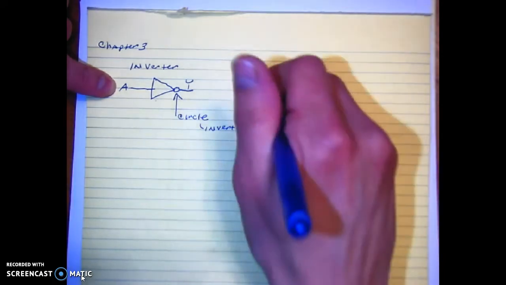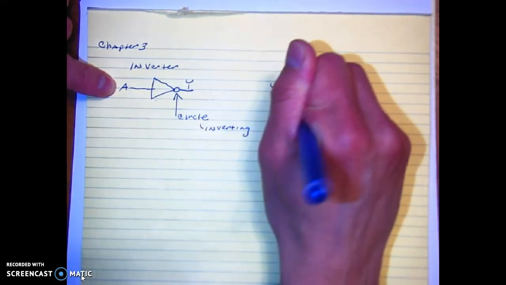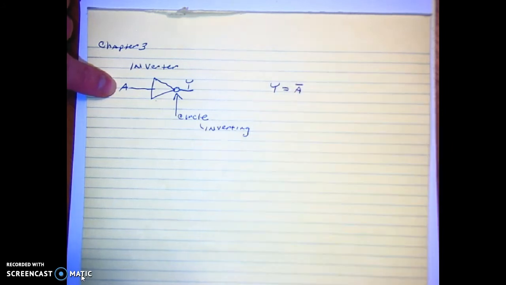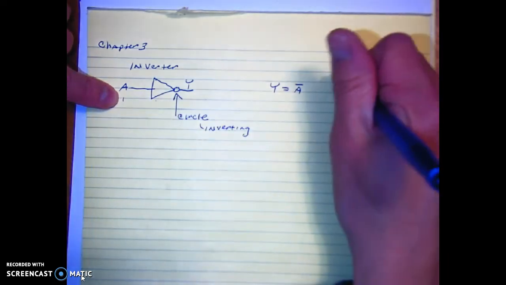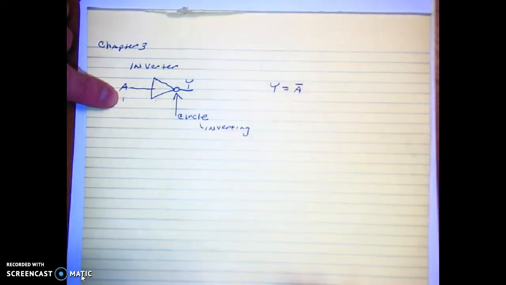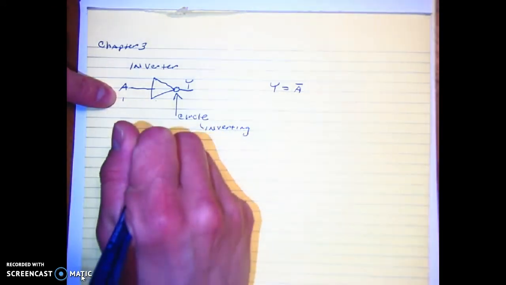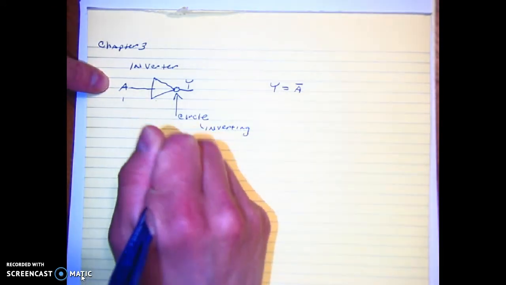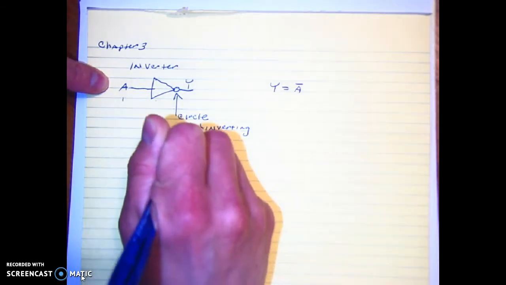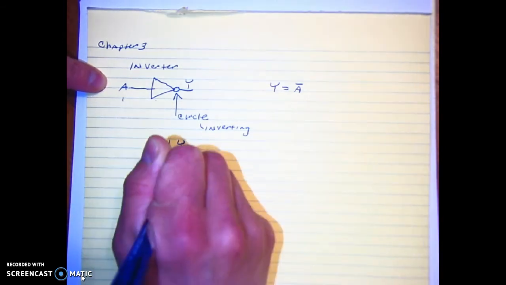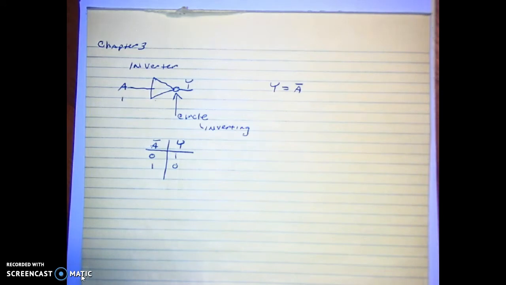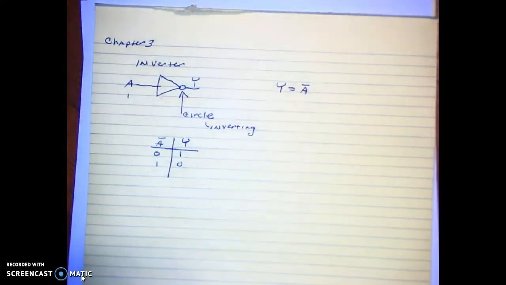So if we look at this, we can say that Y is going to be equal to A not. So basically, if we have a 1 in, what are we going to get? A 0 out. If we look at the truth table, this is the mathematical symbol for it. If I have a 0, I have a 1. If I have a 1, I have a 0. It's inverting it. Okay, so this is called a not symbol. This is called an inverter. We're doing the opposite.